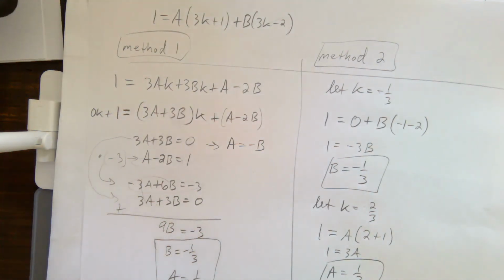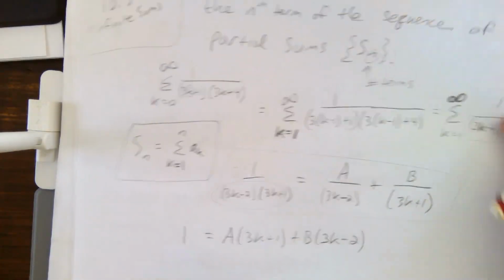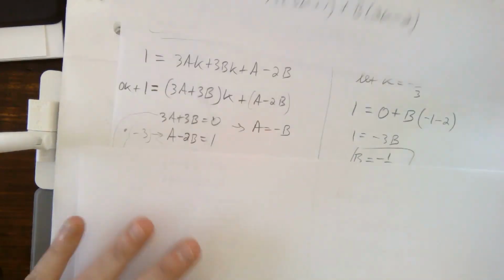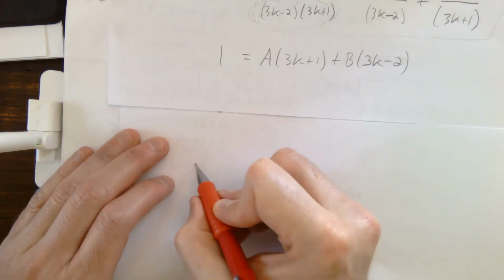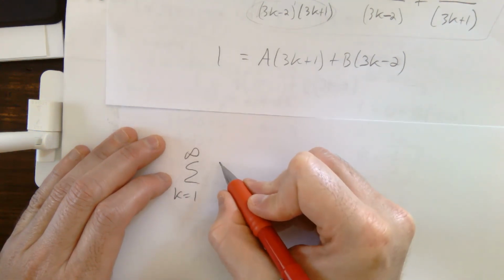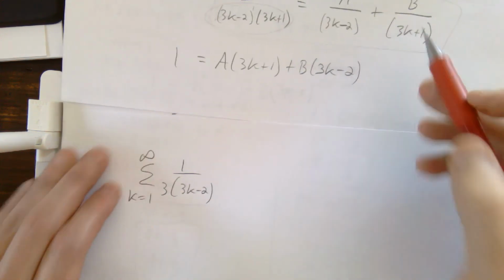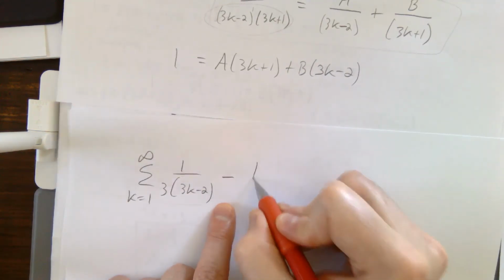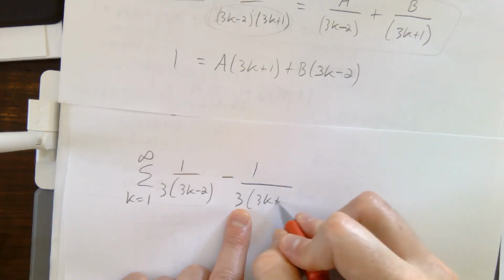So now we have our coefficients. We've broken up our summation. Now all we need to do is write out our summation. Let's see, k goes from 1 to infinity of 1/3. Really careful here. Plus minus. So -1/3 is b, 3k plus 1.